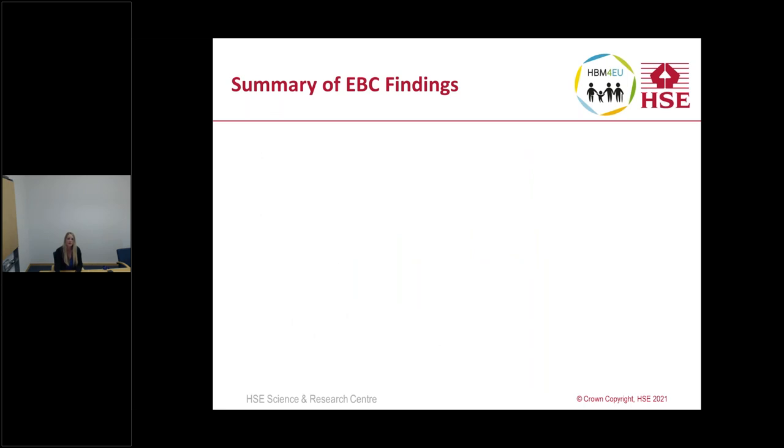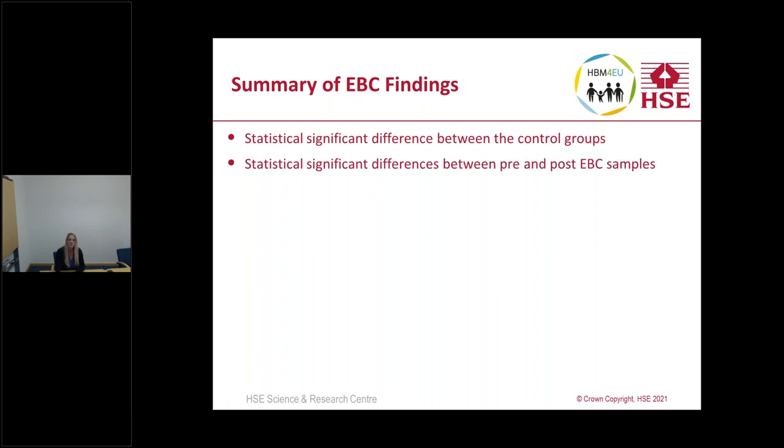So if we just have a look at the summary of EBC findings. There were statistically significant differences between the two different control groups, which shows that in future multi-center studies like this, controls have to really be controls and have no real contact with the chemical that you're trying to measure, whether they're in administrative roles or working with the chemical itself. There was also a statistically significant difference between the pre and post EBC samples for chromium 6.